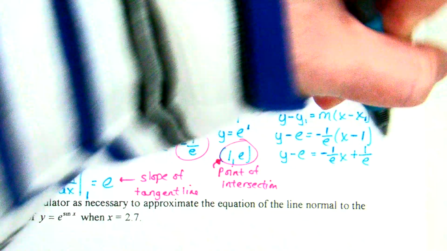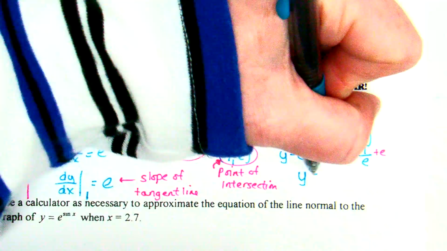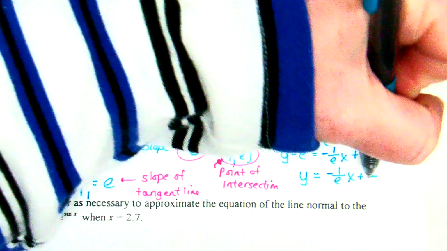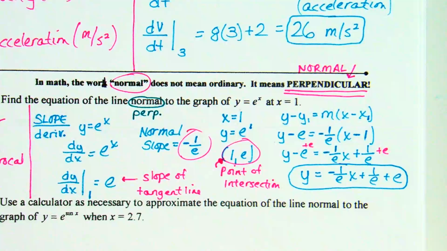Then how do you solve for y? If it's y minus e, we can add e. So y equals negative 1 over e times x plus 1 over e plus e. That would be one way to leave your answer.